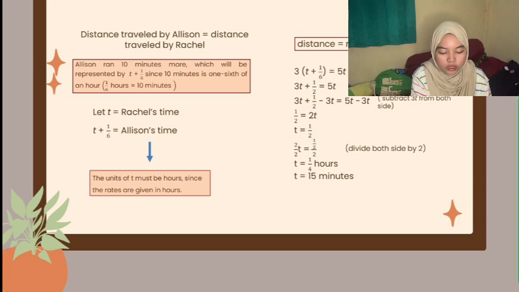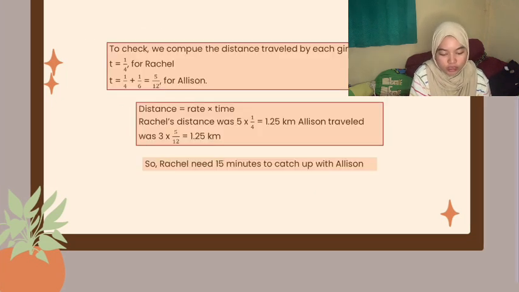2 over 2 t equals 1 over 2 over 2, divided by 2. t equals 1 over 4 hours. t equals 15 minutes. To check, we computed the distance traveled by each girl using t equals 1 over 4 for Rachel.